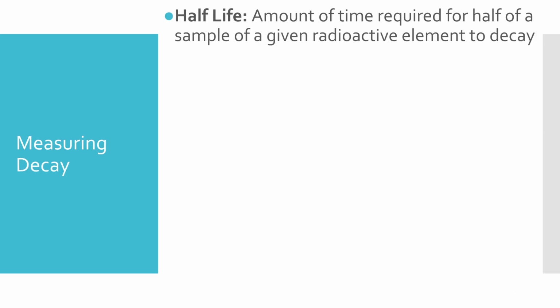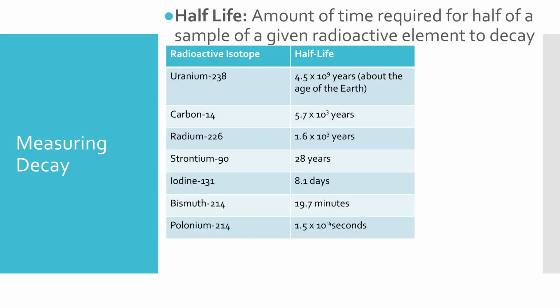Okay, we can measure radioactive decay using this idea called half-life. Half-life is the amount of time required for half of a sample of a given radioactive element to decay. And here are a bunch of half-lives. You'll notice that uranium-238 has a half-life of 4.5 times 10 to the 9 years. It's enormous. That's about the age of the Earth. That means if you have a sample of uranium-238, it would take about as long as the Earth has been around for half of that uranium to decay into other things.